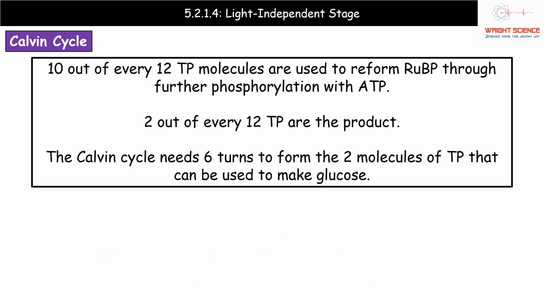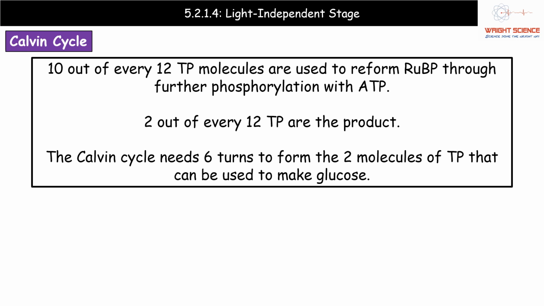One thing that we do need to remember is that 10 out of every 12 TP molecules that we generate are actually going to be used to reform the RuBP, the ribulose bisphosphate. That occurs through further phosphorylation with the ATP there. The other 2 out of every 12 TP are the product. So we're not having a massively efficient process here at making TP, because obviously 10 out of every 12 are just going back to reform the RuBP.